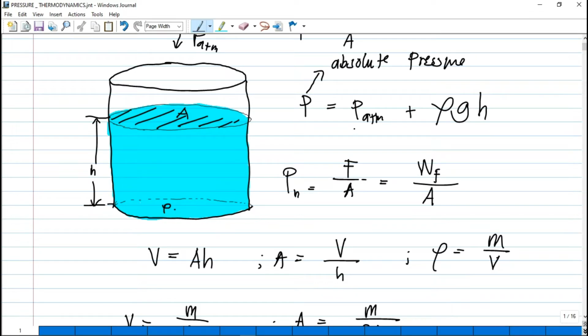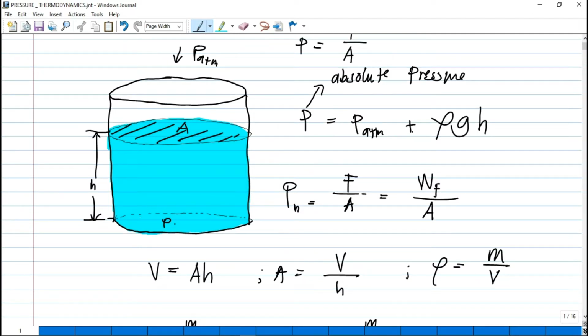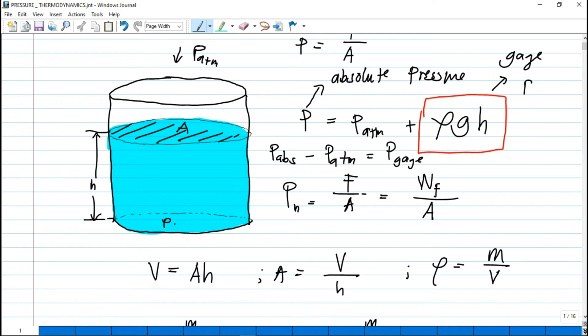So this atmospheric pressure, guys, at sea level is a constant. Later on I will discuss its values. So this expression here, which is the difference between, if we transpose it, absolute pressure, since this is absolute, minus atmospheric, then this expression here is what you call the gauge pressure. So that is what we call, guys, gauge pressure.